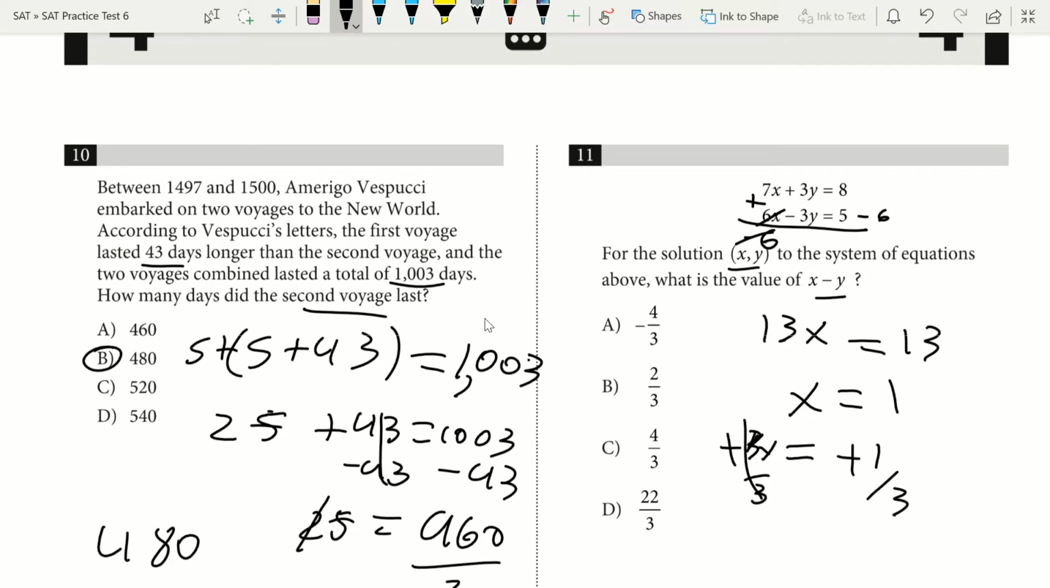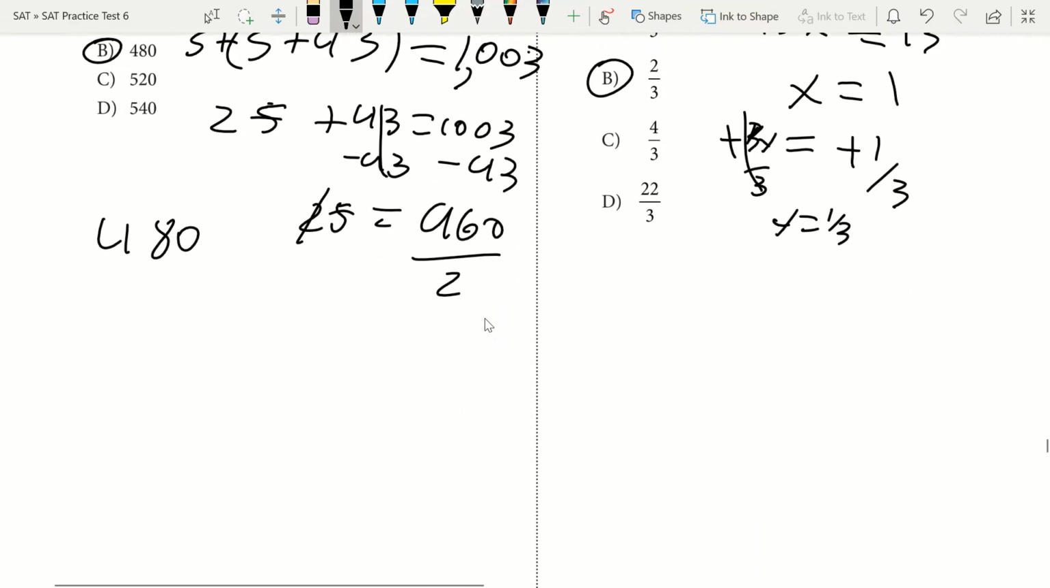All right, so get rid of that. I got y is 1/3. And I'm asked for the value of x minus y. My x is 1. 1 minus 1/3 is going to give me 2/3 remaining. So my answer there is going to be B for question 11. All right, question 12.